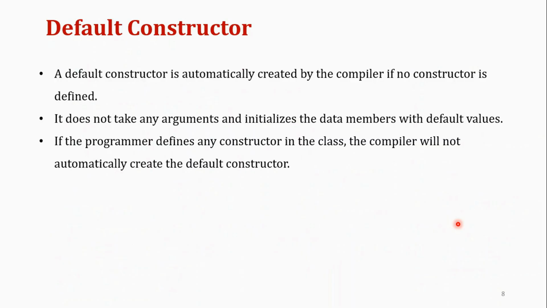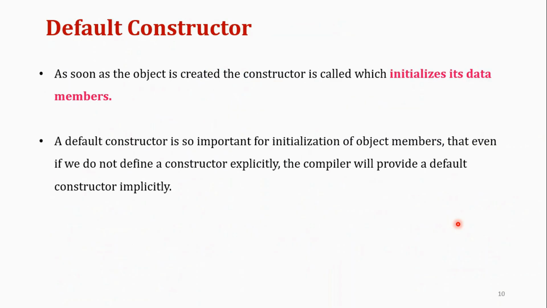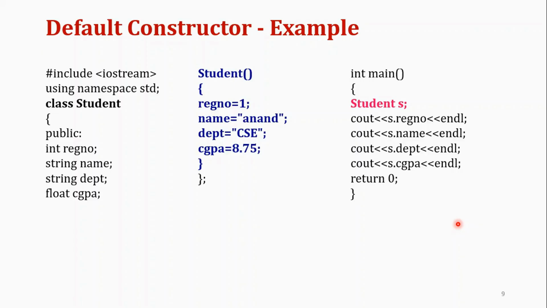Let us see the types of constructors. We have three types: the default constructor, the parameterized constructor, and the copy constructor. Let's see them one by one. Coming to the default constructor: as soon as the object is created, the constructor is called and it initializes the data members. It is called automatically whenever the object is created. That is what is called a default constructor.